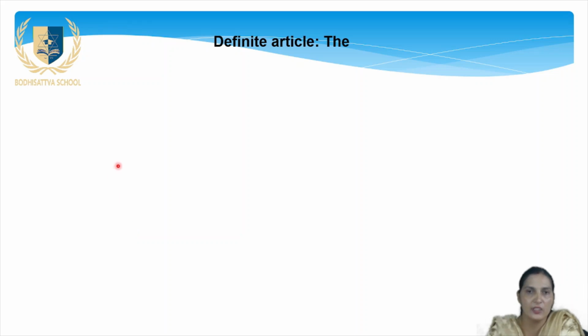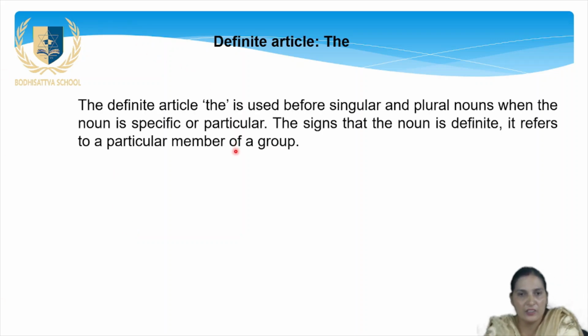And the next one is the definite article, the. The definite article the is used before singular and plural nouns when the noun is specific or particular. The is used with both singular and plural nouns. And thus the signals that the noun is definite. It refers to a particular member of a group.